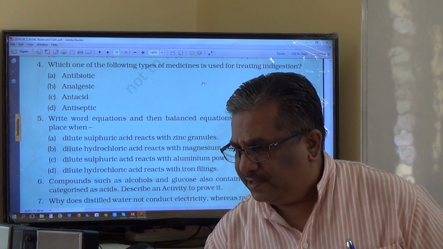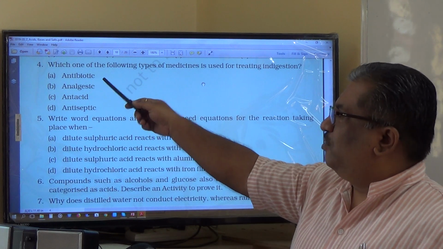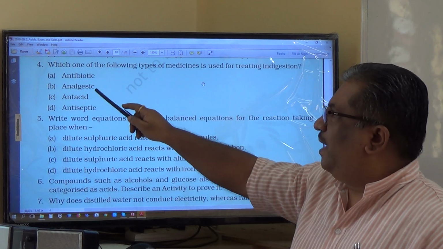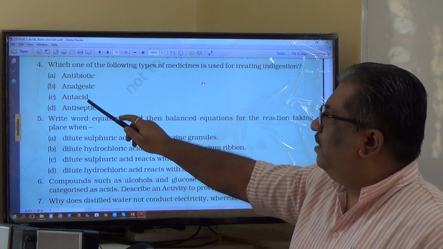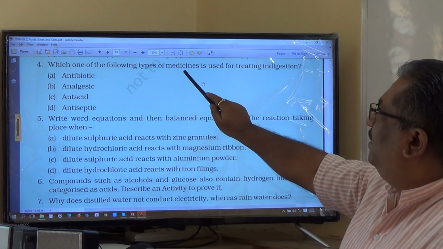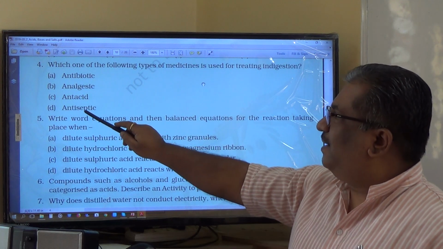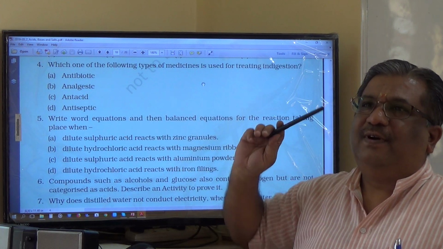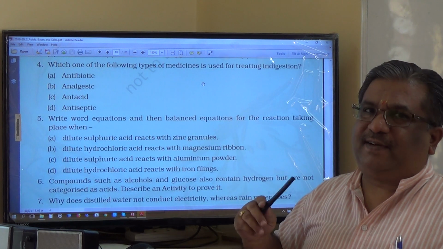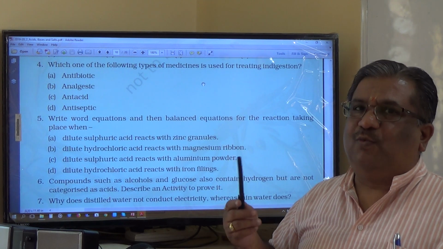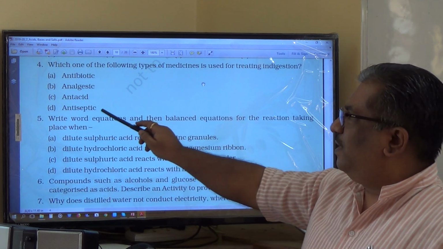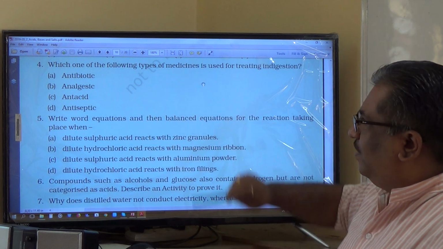For treating indigestion. Antibiotic is used to kill the pathogens. Analgesic is a painkiller. Antacid, this one, is for treating indigestion, like baking soda. Antiseptic is to decrease the effect of sepsis from some wounds or bites. So definitely antacid is the answer for this one.